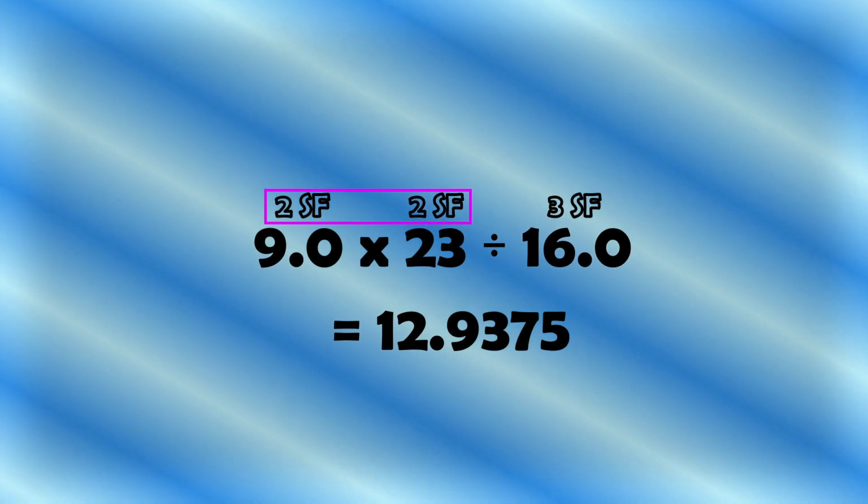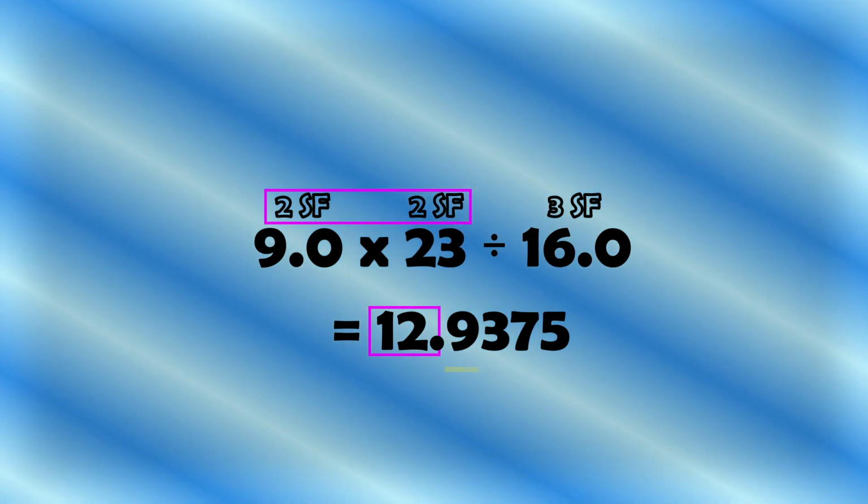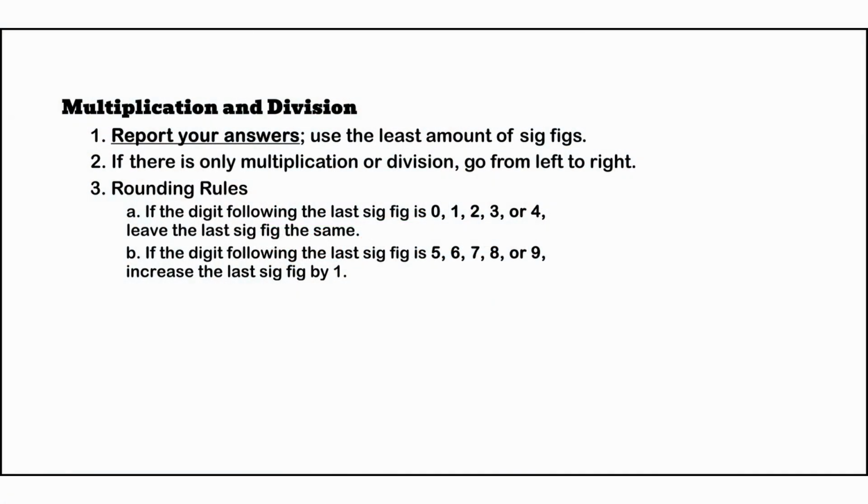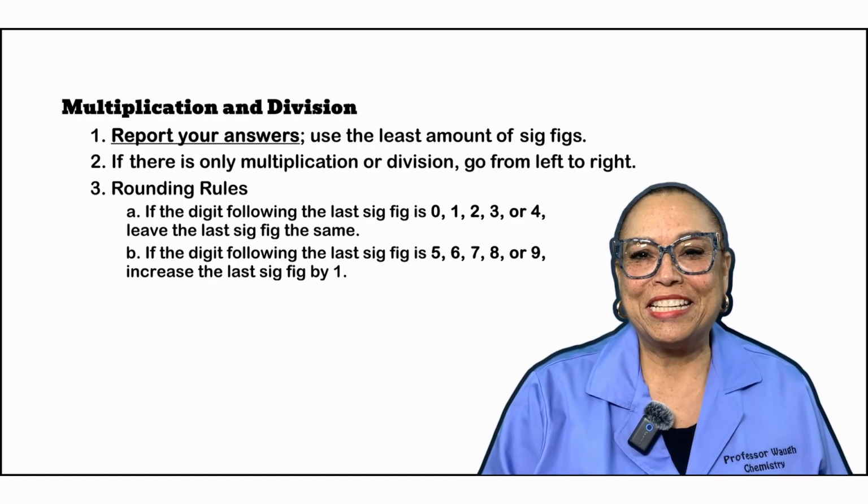12.9375. But I only need 2 sig figs. Box it, make it clear for yourself. Look outside the box. There's a 9. So you got to round that 2 up to 3. So the final answer will be 13. Thank you for attending class.